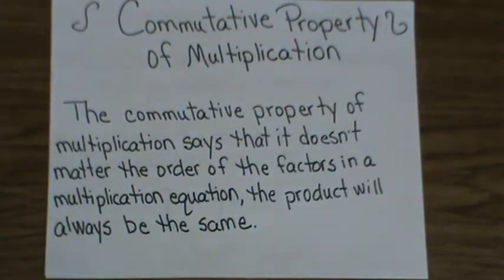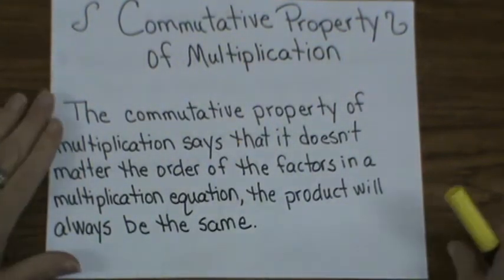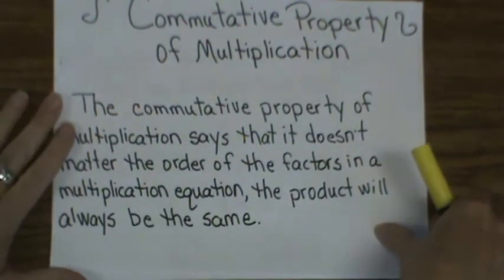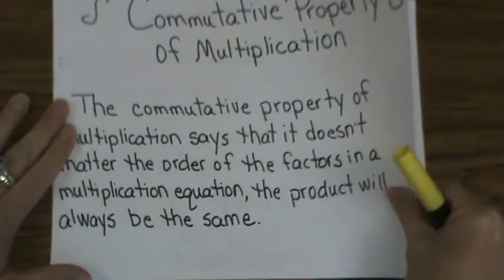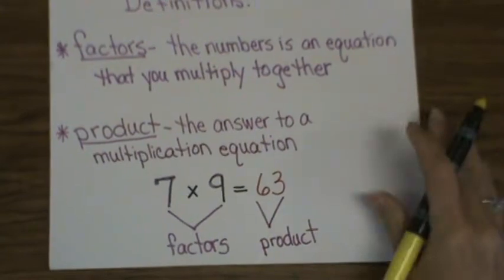The commutative property of multiplication says that it doesn't matter the order of the factors in a multiplication equation, your product will always be the same. So what does that mean? So let's look at factors and products.